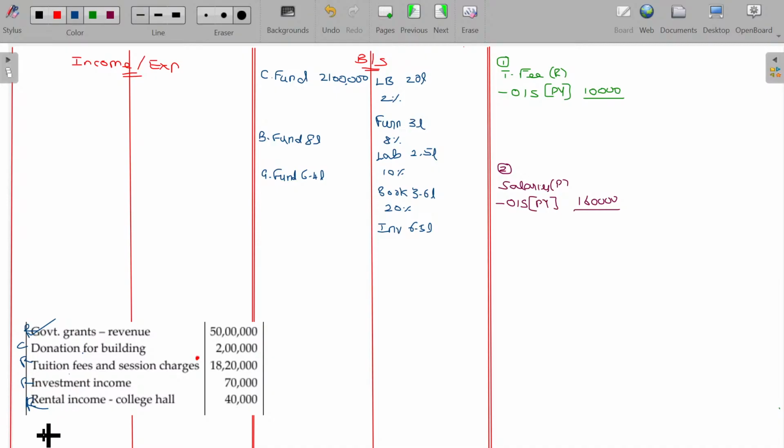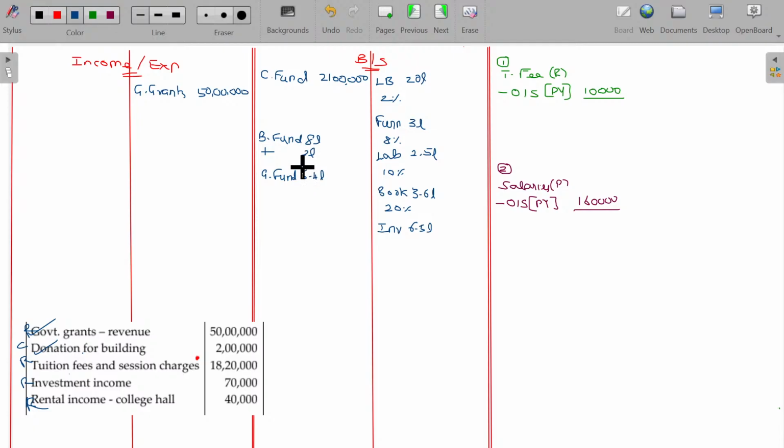Now I'm going to incorporate all these things in the concerned ledgers. Government grants being the revenue will be my income. Post that on the income side. Government grants. As it is a college, usually the salary payable to the staff will be collected from the government by way of government grants. We have collected around 50 lakhs. Donation for building will be added with this.